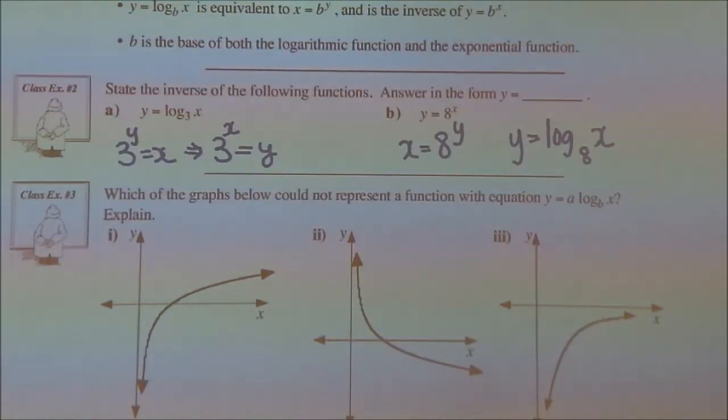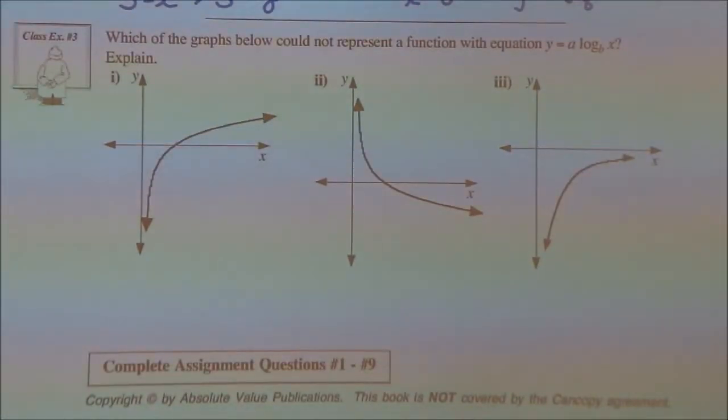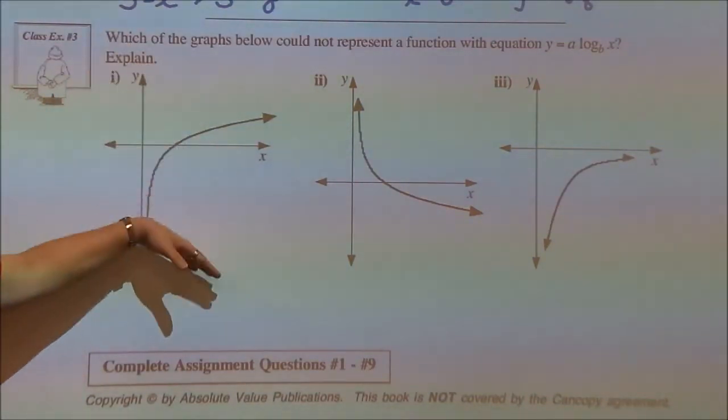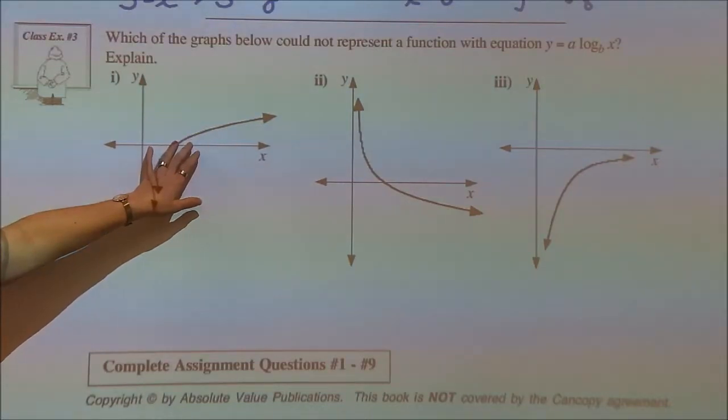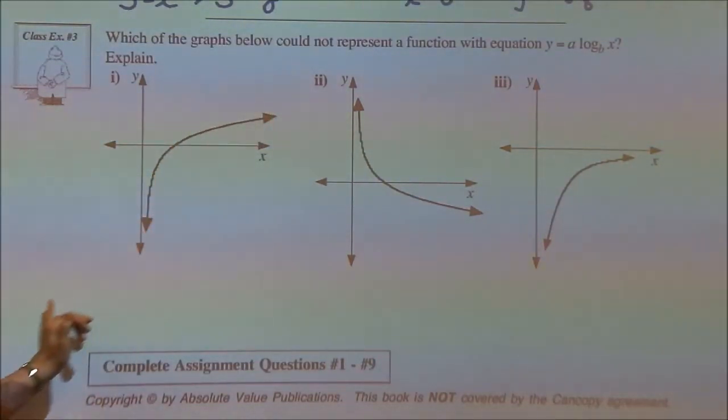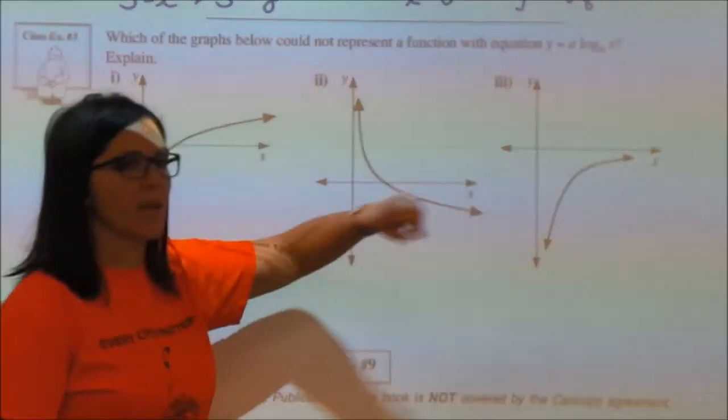Okay. Class example number 3 says, which of the following could not represent a function with the equation y equals a times log base b of x? Okay. So if I look at these 3 equations, and I remember the things that I was told. Y can be any real number, meaning it has to go above and below the x-axis. So could this be a graph of the function? Yeah. I'm not even looking at whether this is 1 or 0. It could have this shape. It's not crossing the y-axis, and it is crossing the x-axis. This shape could also happen for the same reason.